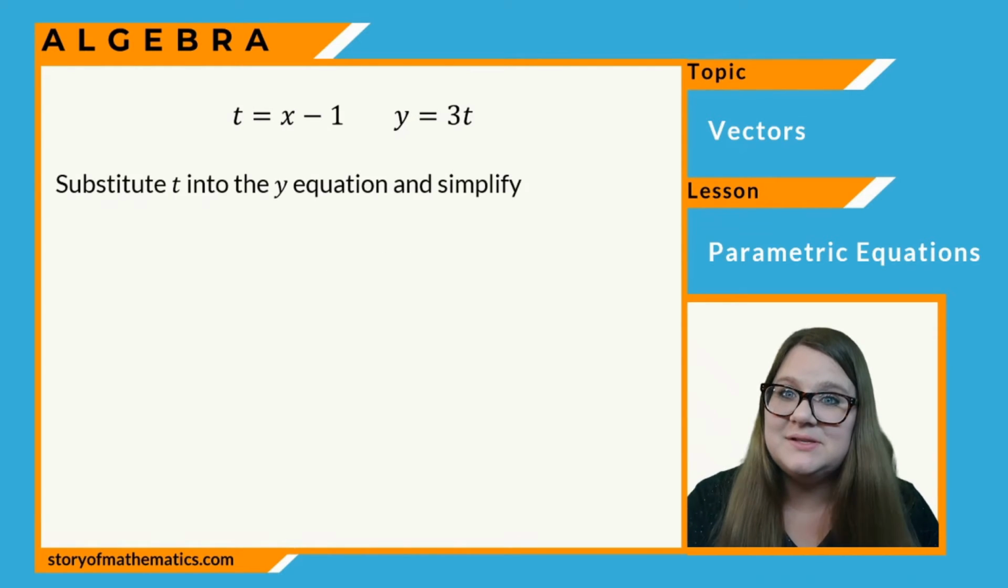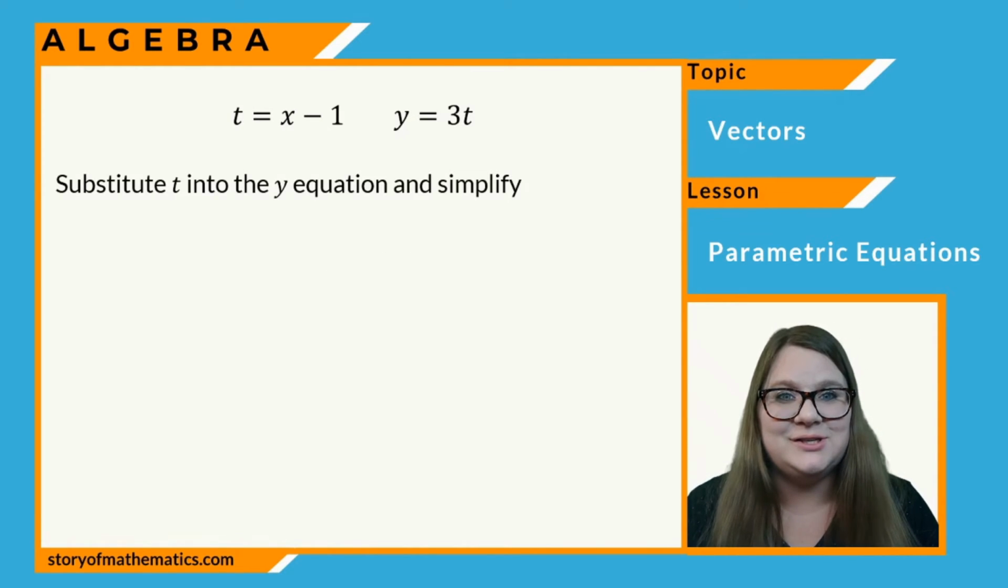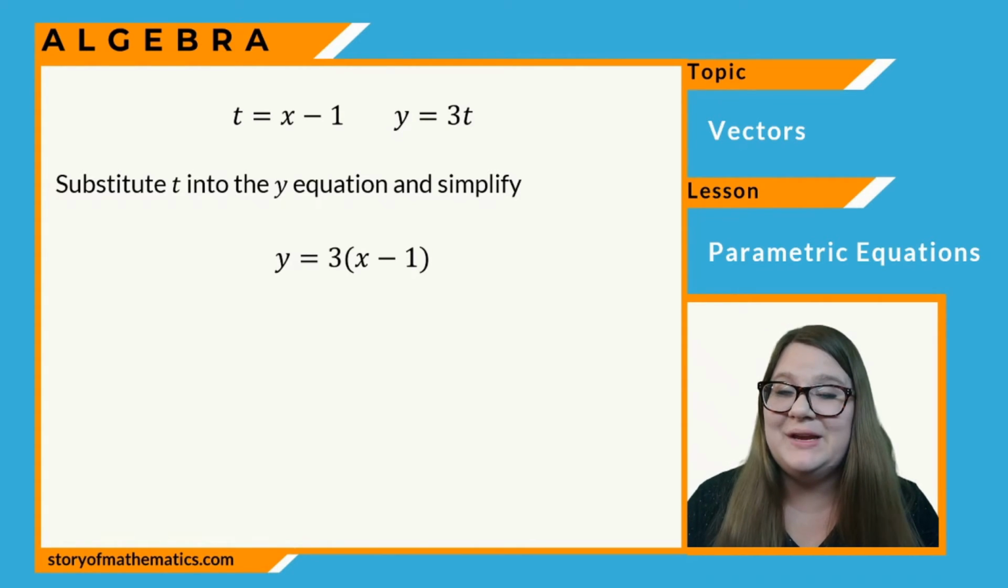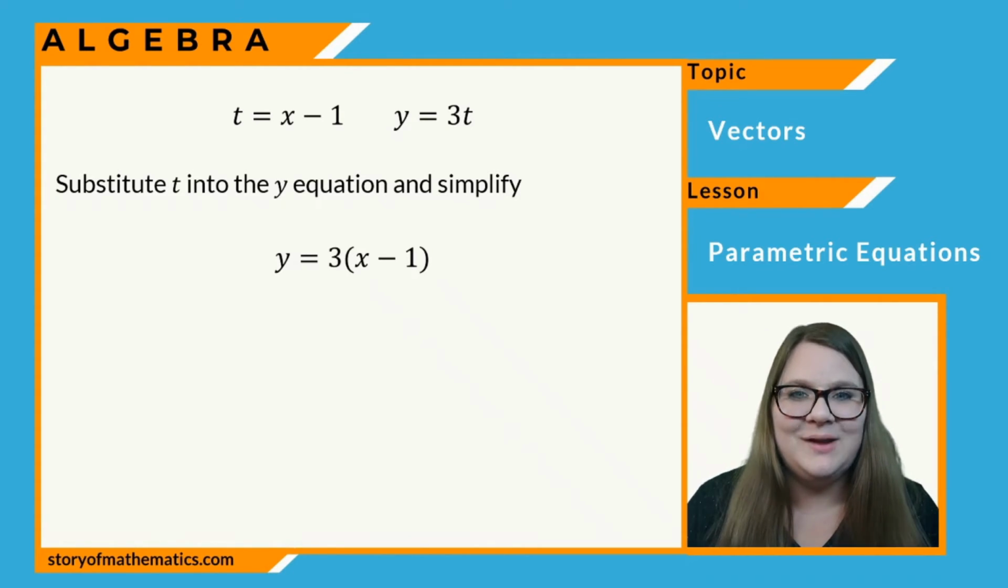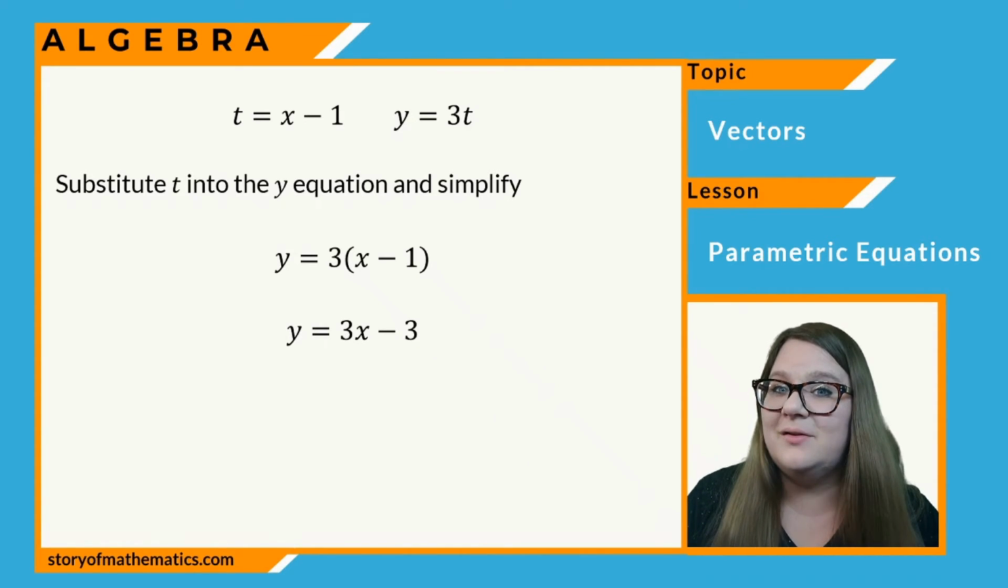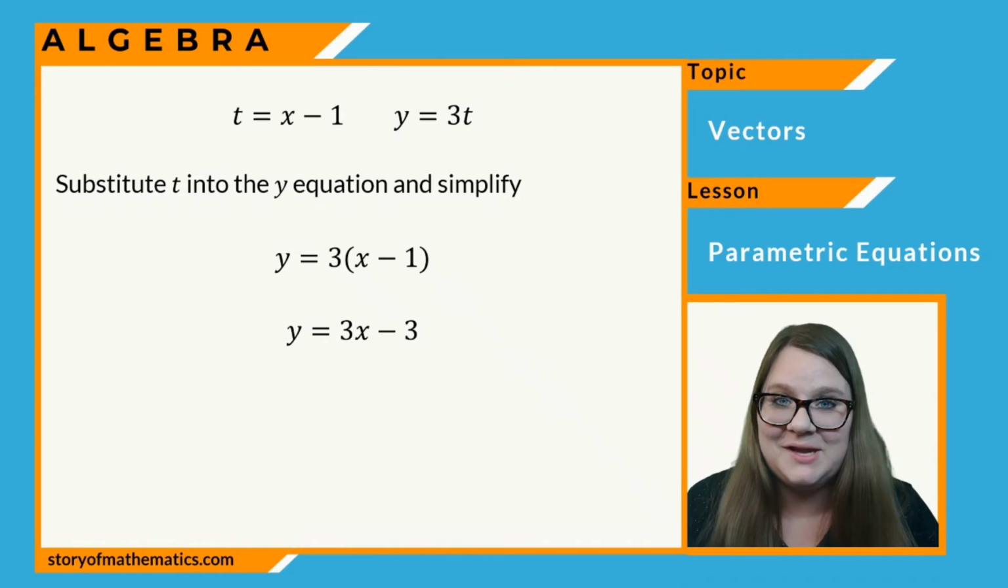I can substitute it into the y equation and simplify. So instead of y equals 3 times t, I'm going to have y equals 3 times x minus 1. When I distribute the 3, I get 3x minus 3. So that's the rectangular form of the parametric equation.